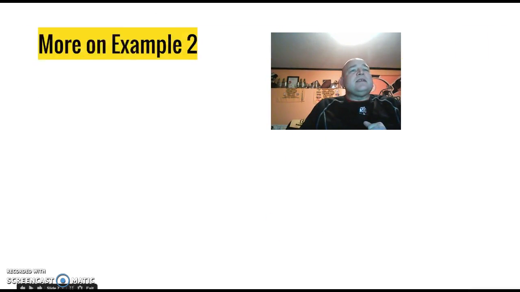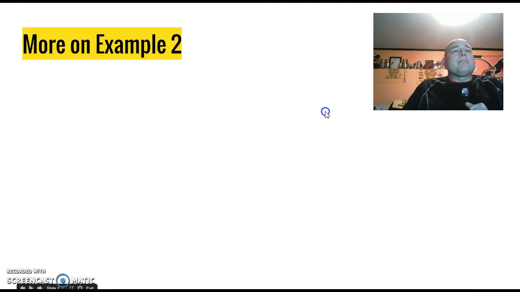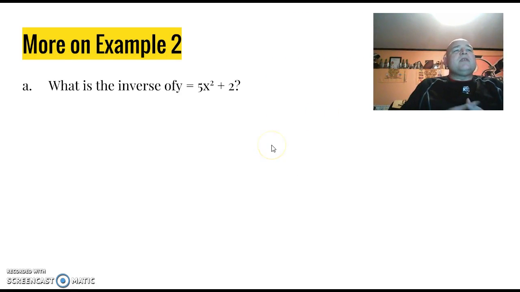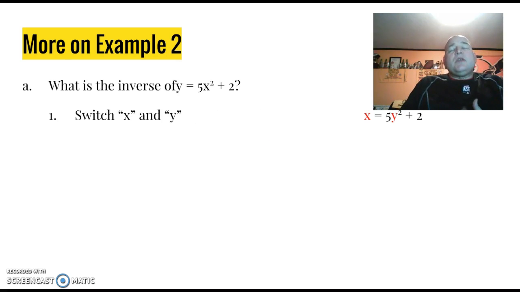Take a look at a second example. What is the inverse of the quadratic function y equals 5x squared plus 2? Again, the first thing you want to do is switch your x and your y. Now in this case, we're solving a quadratic equation, but it's a quadratic equation without a linear term, so therefore we can just use square roots. So after we switch the x and the y, you can see we get x equals 5y squared plus 2.